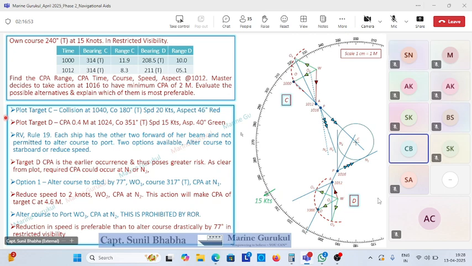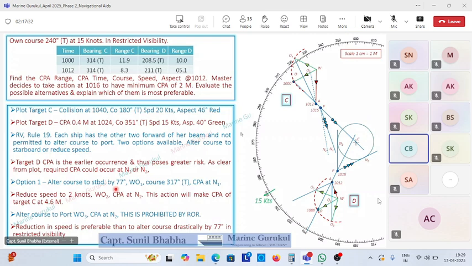Okay sir. So we have 2 options now available to us. One, sir, is alteration of course to starboard by 77 degrees. Second is reduction of speed to 2 knots. Now among these 2 alternatives, reduction of speed is certainly preferable and recommended in this case, because in restricted visibility, it is always more prudent to reduce the speed than to alter the course of the ship drastically. We need to have an alteration of 77 degrees to starboard.